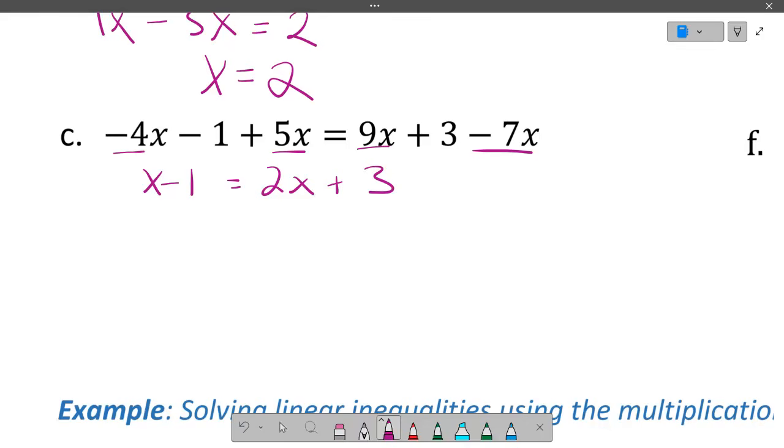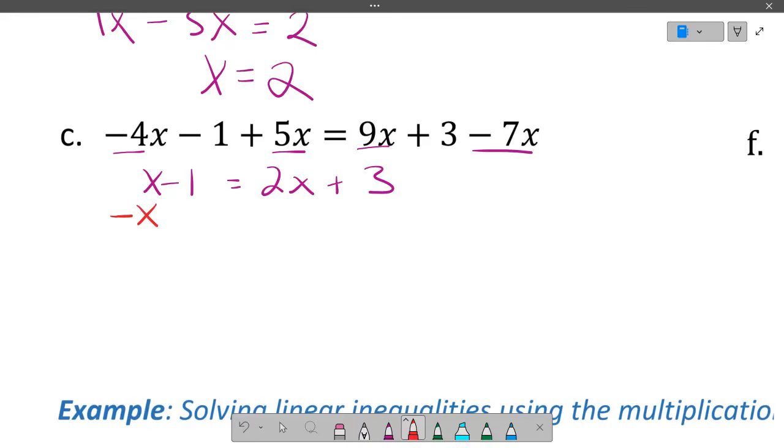Why do you want to move the 2x to the left? Why? Okay, thoughts? That's generally my thought process. Move the smaller one. Move the smaller coefficient. 1 is smaller than 2, so in order to move x to the other side, we have to do what operation?